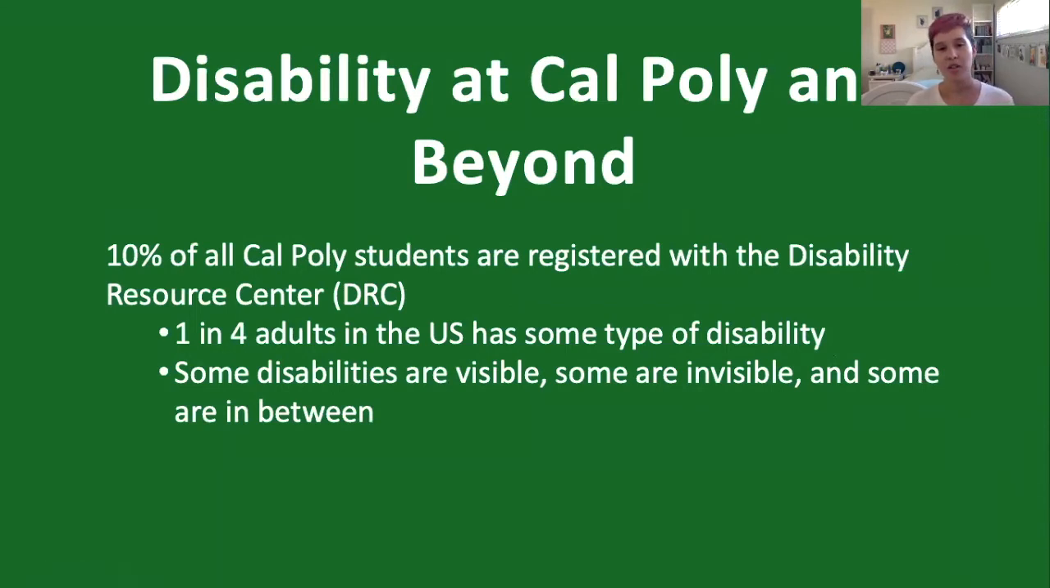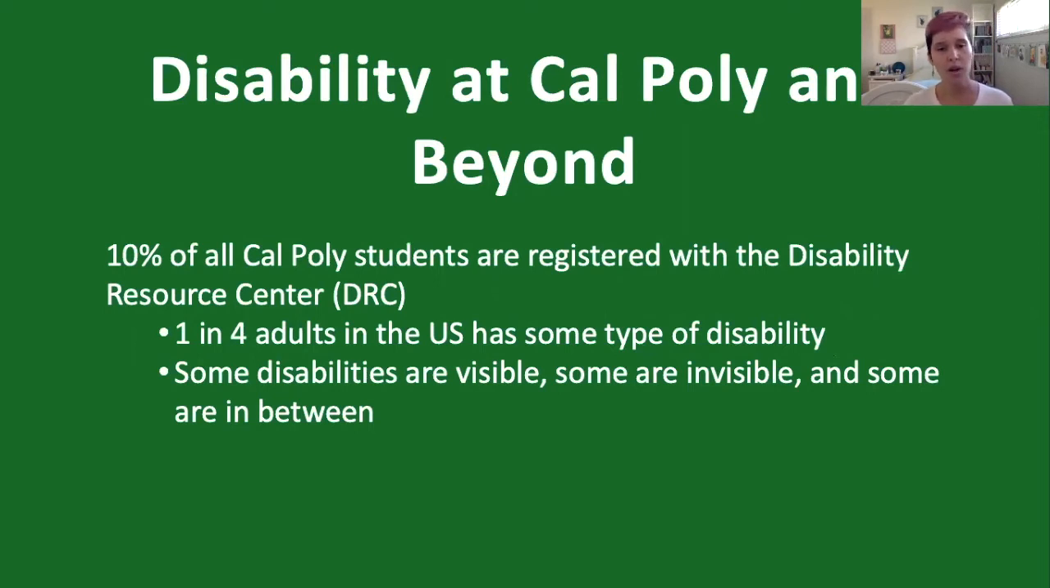10% of all Cal Poly students are registered with the Disability Resource Center. Not every student with a disability is actually registered with the DRC. So that means that while 10% of Cal Poly students are disabled, that number is higher than that because there are students who are not registered with the DRC for a variety of reasons.